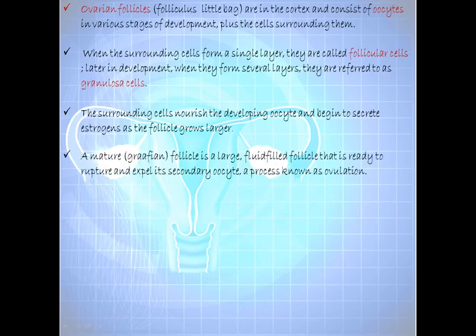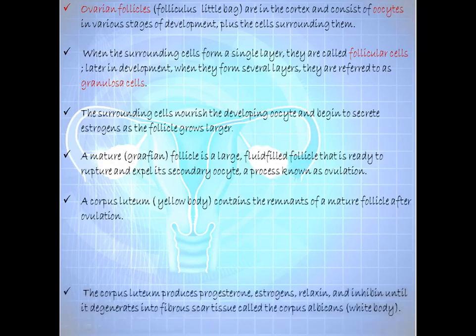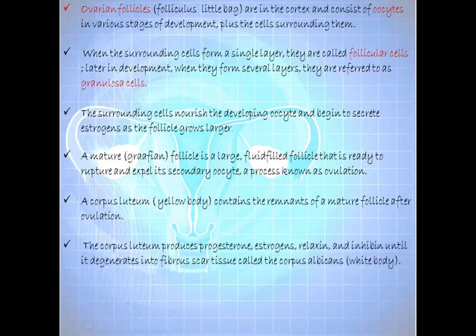A mature or Graafian follicle is a large fluid-filled follicle that is ready to rupture and expel its secondary oocyte, a process known as ovulation. A corpus luteum contains the remnants of a mature follicle after ovulation. The corpus luteum produces progesterone, estrogen, relaxin, and inhibin until it degenerates into fibrous scar tissue, and this tissue is called the corpus albicans.